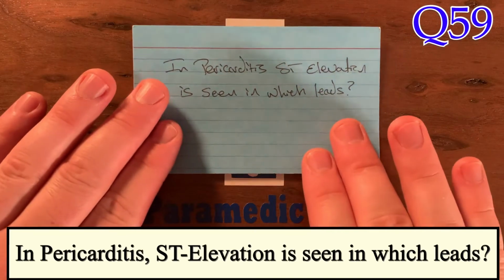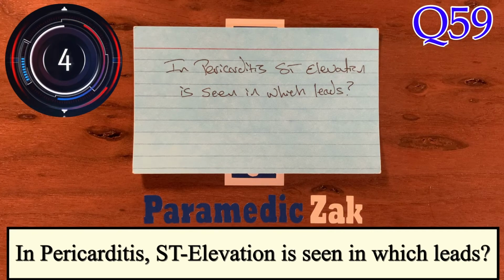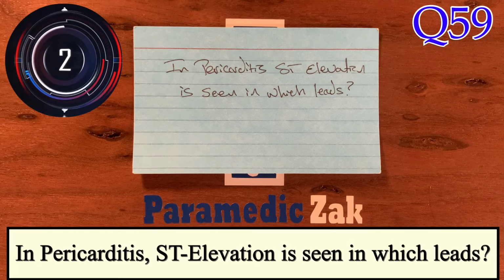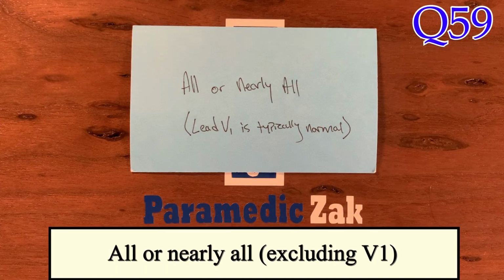Question 59. In pericarditis, ST elevation is seen in which leads? Again, this is kind of a trick question, but not as much as the last one. That is, you're going to see ST elevation in all or nearly all of your leads when your patient is positive for pericarditis. The only exception is that you may not see any elevation in lead V1. And last up, we have question 60.